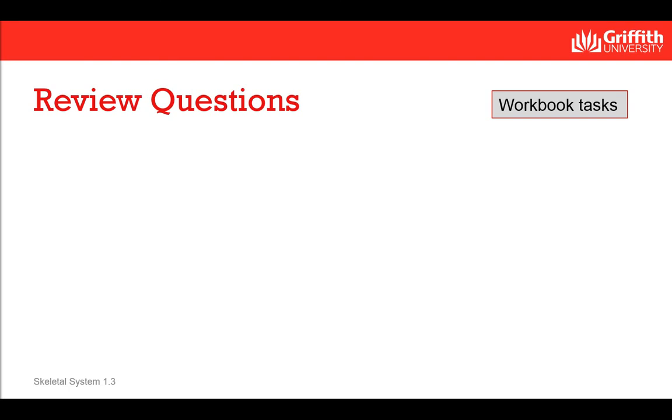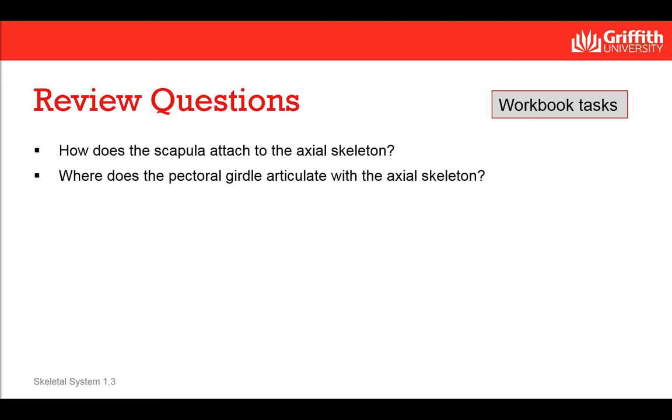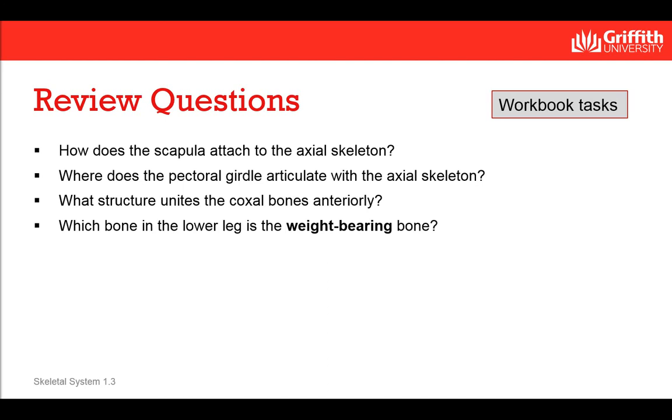Here are several review questions that you might like to think about before you come to the tutorial session. How does the scapula attach to the axial skeleton? Where does the pectoral girdle articulate with the axial skeleton? What structure unites the coxal bones anteriorly? Which bone in the lower leg is the weight-bearing bone? What is the purpose of the patella? Try and answer each of these questions before the tutorial session, and we will discuss them further.